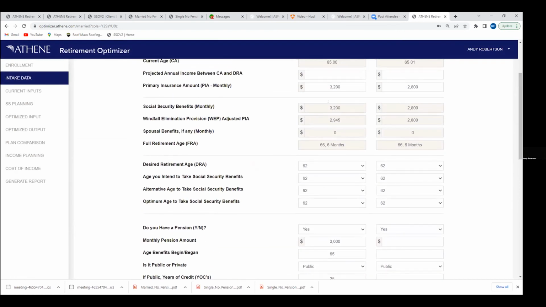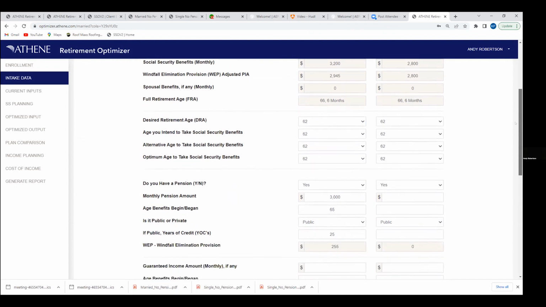It's going to show you what the impact of the WEP is. We had the original PIA right here, Jay. Can you see that? Yes. Now, because they're subjected to the WEP, we need the WEP PIA to figure out not only what their benefit is, but if any auxiliary benefits are payable. There you go. Now it's $29.45, because you put in that 25 figure.